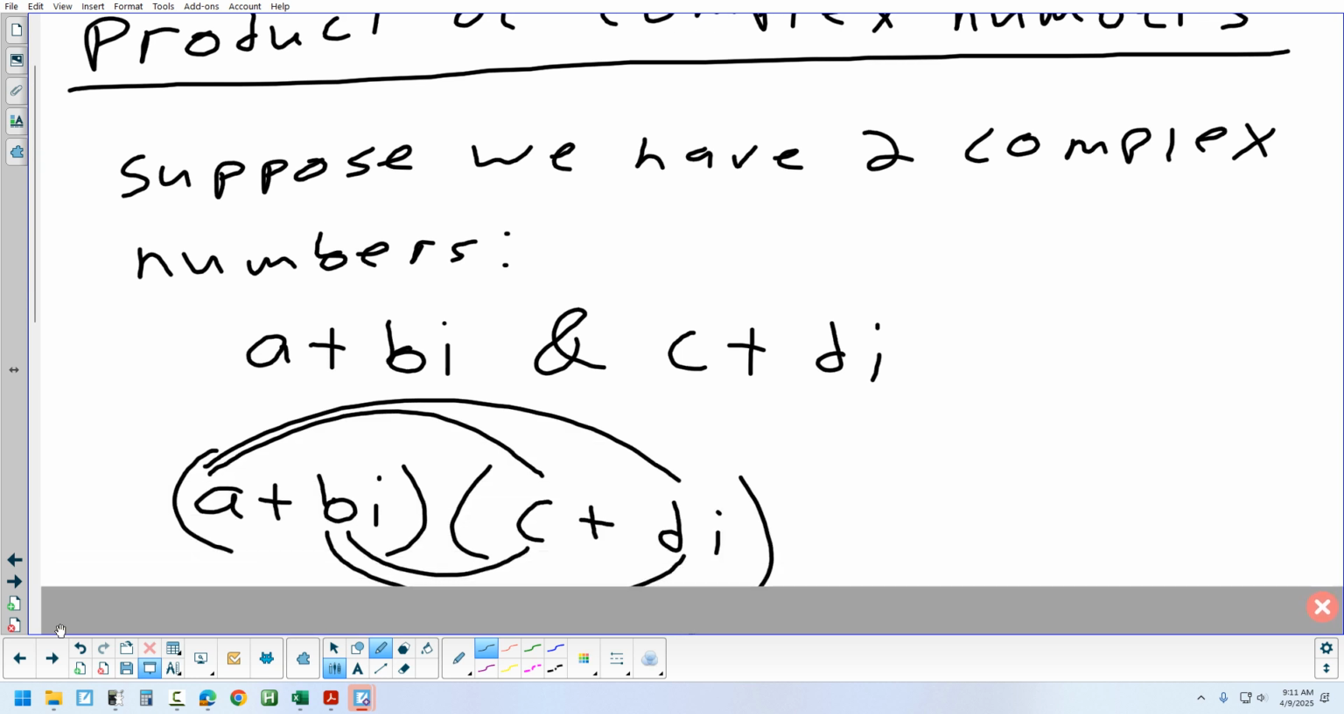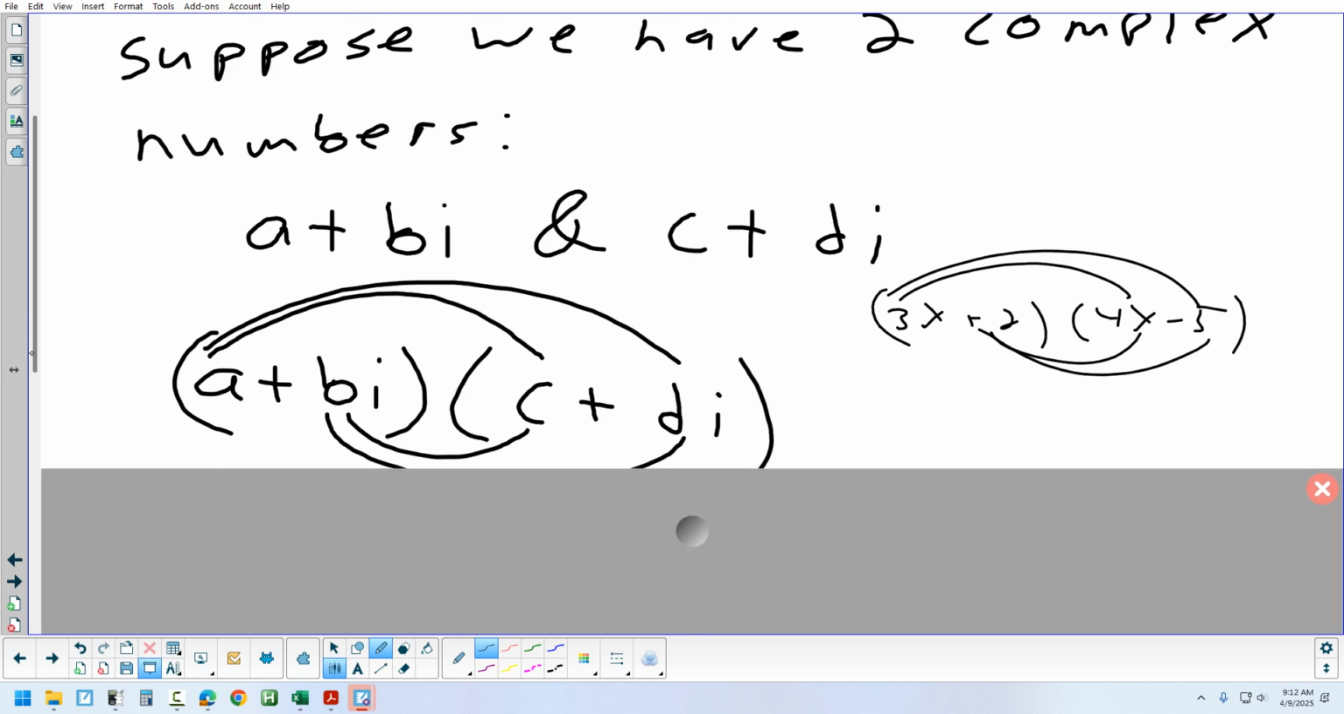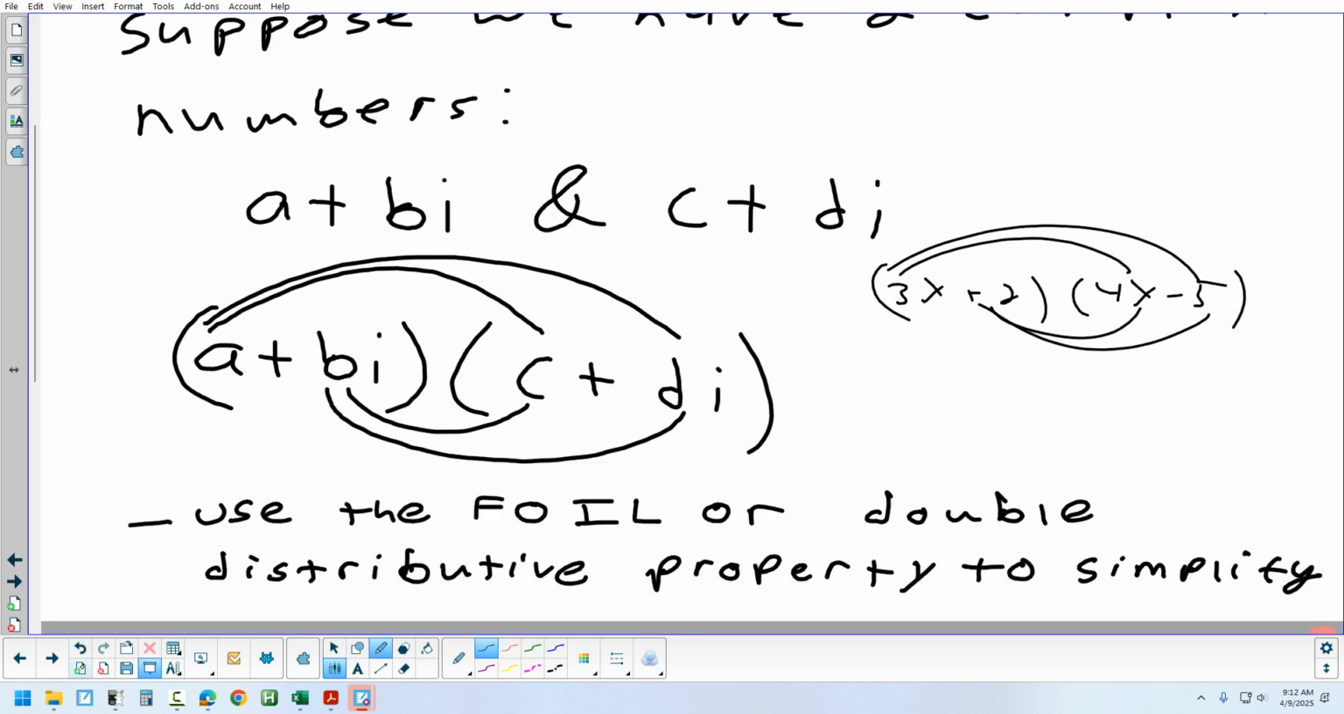It's basically like the distributive property, just like you learned in Algebra 1. You had something like this. If you want to multiply those two things together, because there's two terms in each parenthesis, you have to multiply like this. Some people remember that as FOIL. Some people just call it the distributive property twice, double distributive property. But however you remember it, that's what you need to do. Multiply the first, then the outer, then the inner, and then the last two.